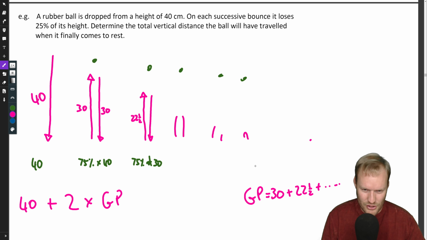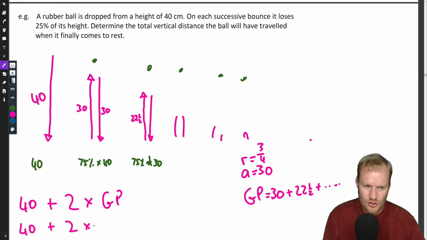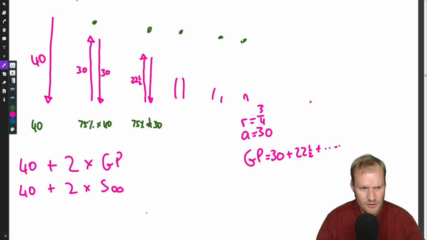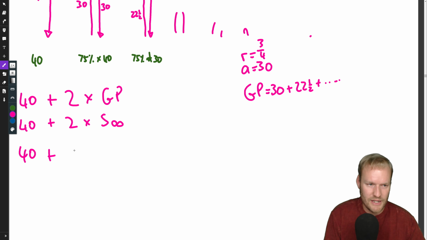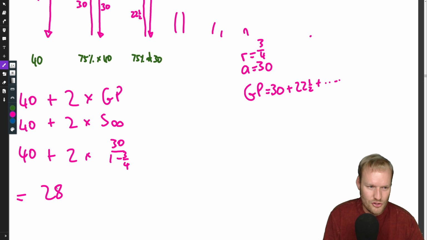So in this geometric progression, we know that the first term is 30, and we know that the common ratio is 22.5 over 30. Well, that's the 75% we're given right at the beginning, which I'm going to write as a nice neat fraction, 3/4. So if we want to work out the total bounce, it's 40 plus 2 times this sum to infinity. Right? So we've got 40 plus 2 times a over 1 minus r, which we can just punch in the calculator and we'll get an answer of 280.